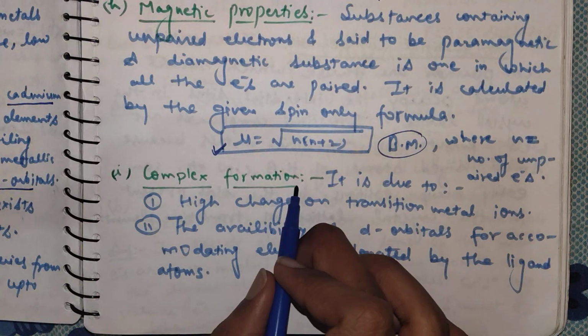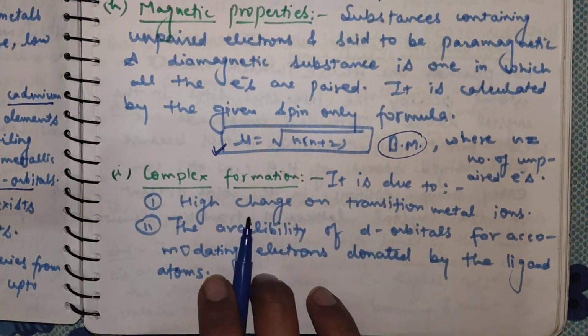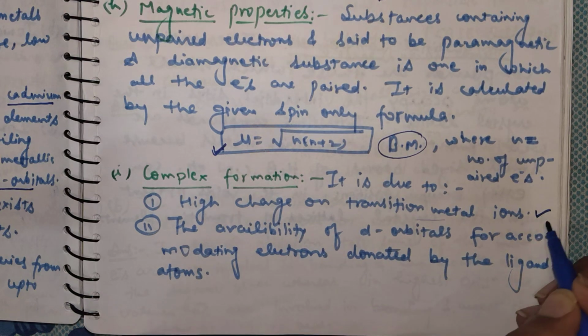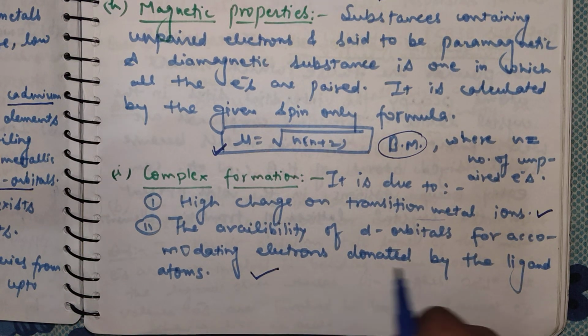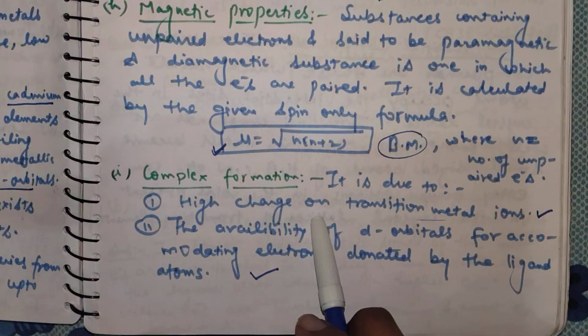Now come to the complex formation. How does complex formation take place? It is due to the high charge on transition metal ions and the availability of d orbitals for accommodating electrons donated by the ligand's atom. Why is the complex formed in the d orbitals of the transition elements? It is due to the high charge.